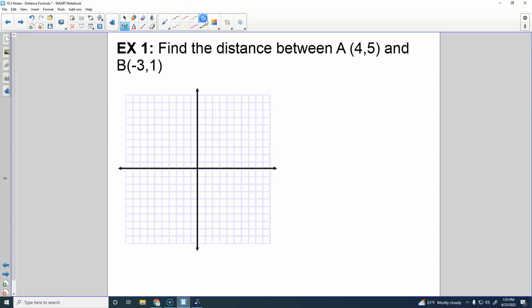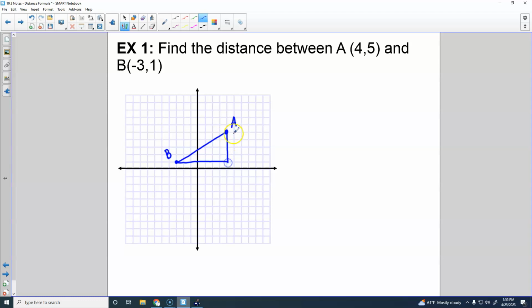Okay, so this is like a problem we were doing yesterday. I want us, though, to be thinking about what we would do if we did not have a graph. Okay, so let's first think about just what to do with a graph. 4, 5 is right here. There's A. And then -3, 1 is B. So that would be this side.